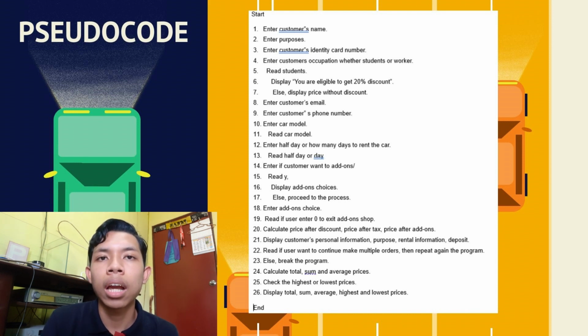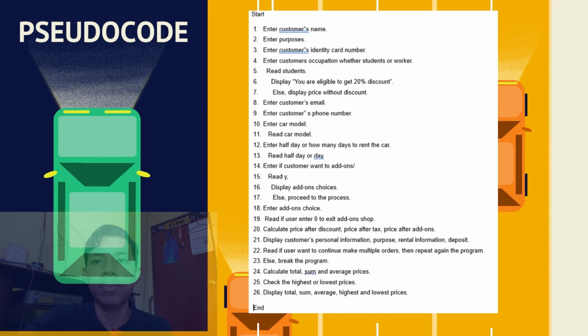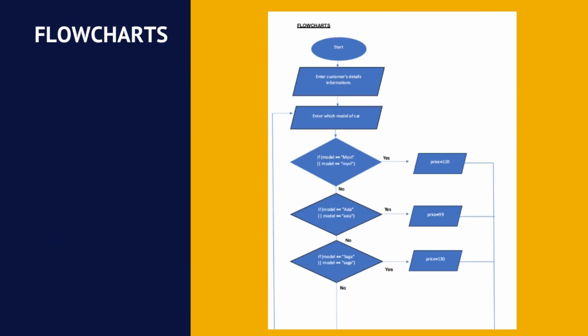So the program will calculate the total, sum, and average prices, check the highest and lowest prices, and lastly for the output, the program will display the total, sum, average, highest, and lowest prices. The end. So this is our flowchart.